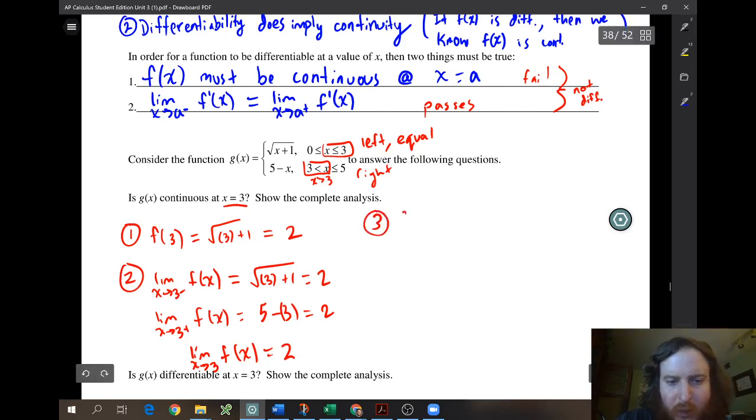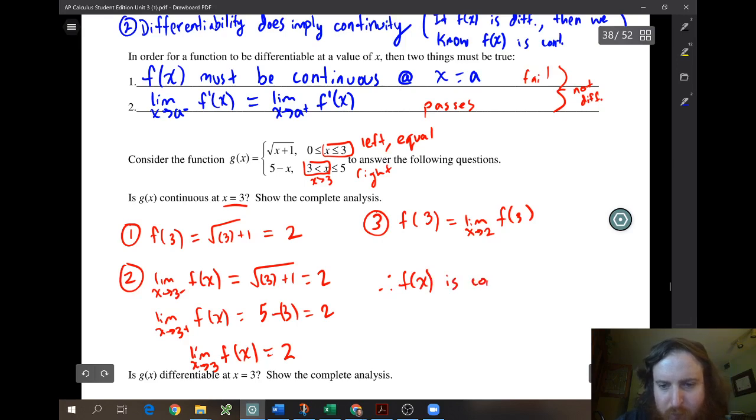Then our third rule is f of 3 is equal to the limit. And in this case, we can write that they are equal because we got 2 for both answers. So therefore, f of x is continuous. That's the what. At x equals 3, that's the where. And the why is from the "therefore" in the work.